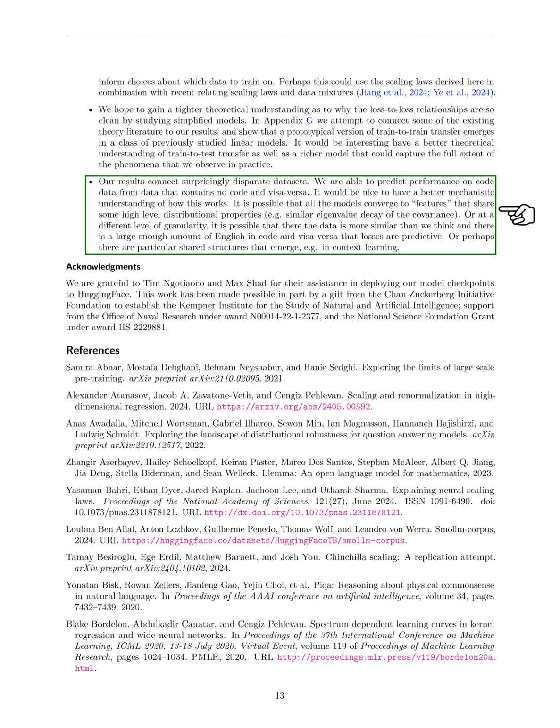Our results reveal unexpected connections between seemingly unrelated datasets, allowing us to predict performance on code data using non-code data and vice versa. We would like to gain a clearer understanding of the mechanisms behind this. It's possible that all models converge on features that share similar high-level distributional traits, such as comparable patterns in eigenvalue decay of the covariance. Alternatively, the data might be more similar than we realize, with enough English present in code and vice versa, making losses predictive. There may also be specific shared structures that arise, particularly in context learning.